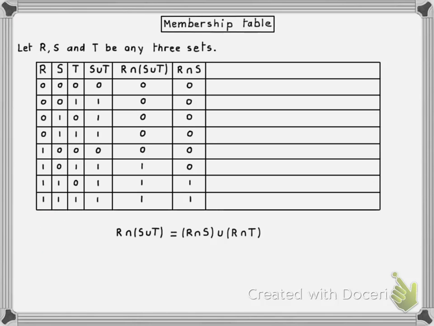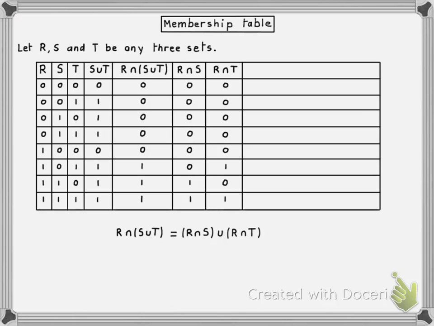Now, let's build the membership table for the second operand of the union, namely R intersect T. So now we're going to look at the first column and the third column, and we're going to put a 1 in this column only when we find a 1 both in the first and the third column. And it happens on this row and on this row only. So here is the membership table for R intersect T.